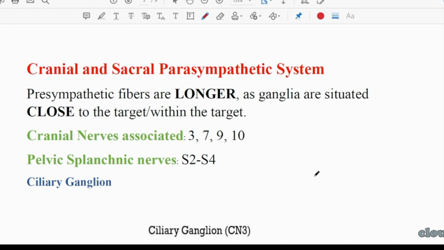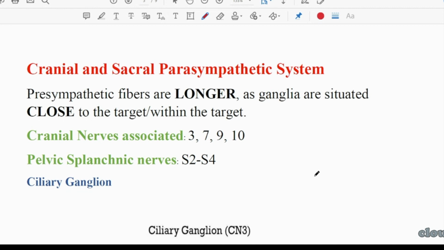So, first of all, we have the cranial nerves that provide parasympathetic innervation, namely cranial nerve 3, 7, 9, and 10. And the pelvic splanchnic nerves arise from S2 to S4.